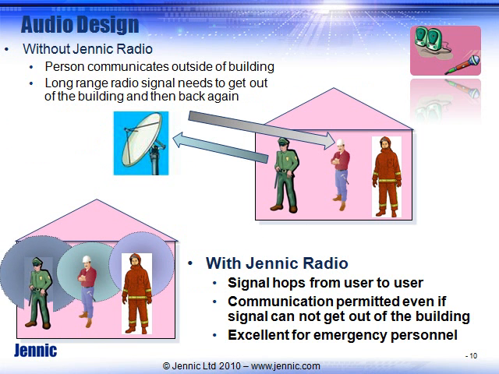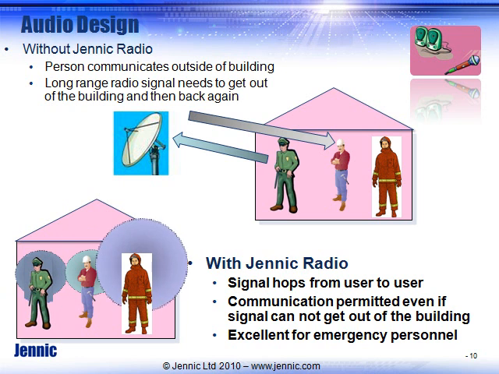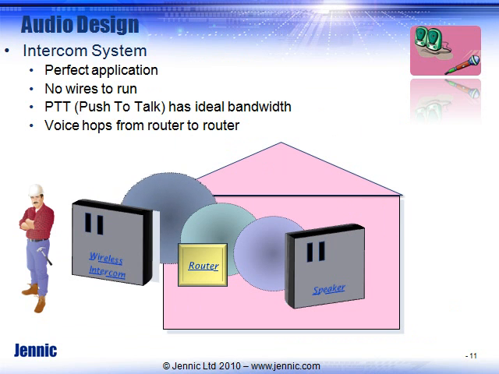This slide shows you why it's ideal for different types of users. The application would be if you had people inside of a building and they have their long-range radio, even though they're in close proximity to each other, they have to transmit. This radio signal has to get out of the building, go to some kind of antenna, and then come back into the building. With the Jennic radio, the signal hops from user to user, and it does not have to get out of the building, and therefore we can coexist long-range radio with the short-range radio from Jennic.